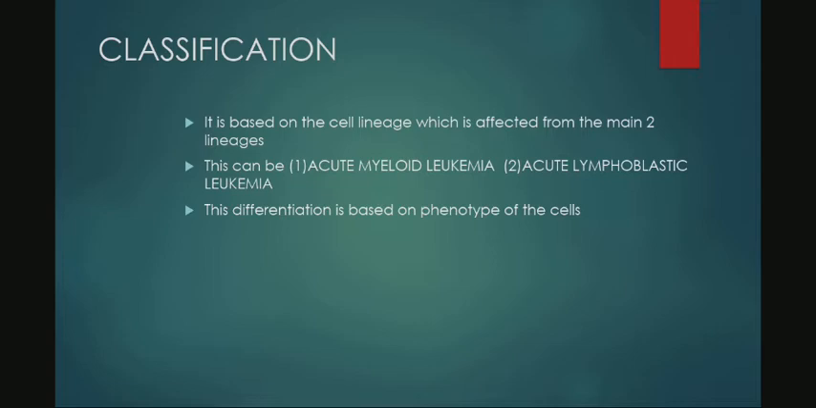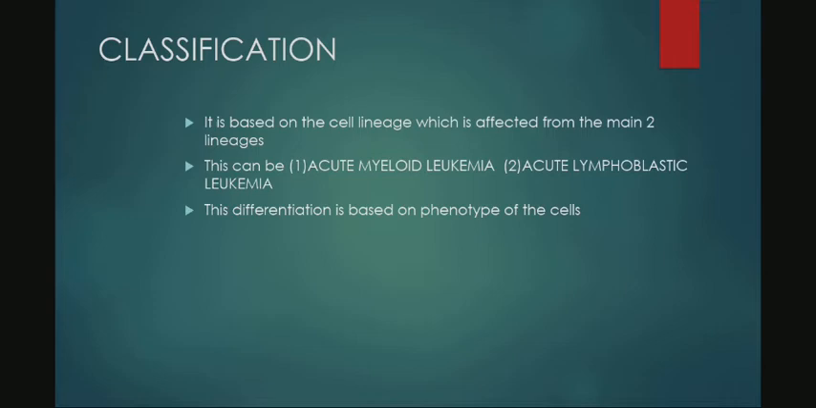classification of acute leukemia would be acute myeloid leukemia from the myeloid lineage, or acute lymphoblastic leukemia from the lymphoid lineage. Meaning in acute myeloid leukemia, the problem is with the blast cells of the myeloid lineage. In acute lymphoblastic leukemia, the problem is with the blast cells, those immature dividing cells of the lymphoid lineage. Okay.